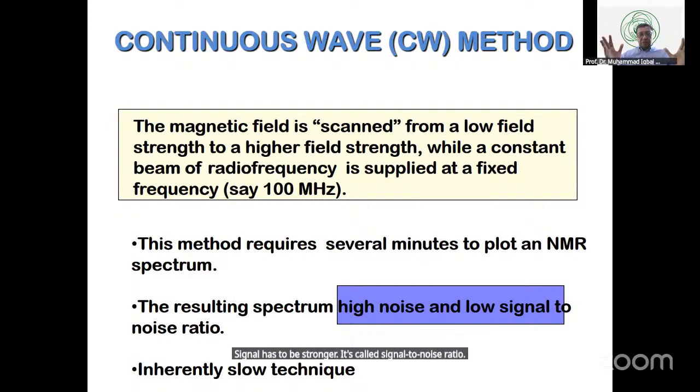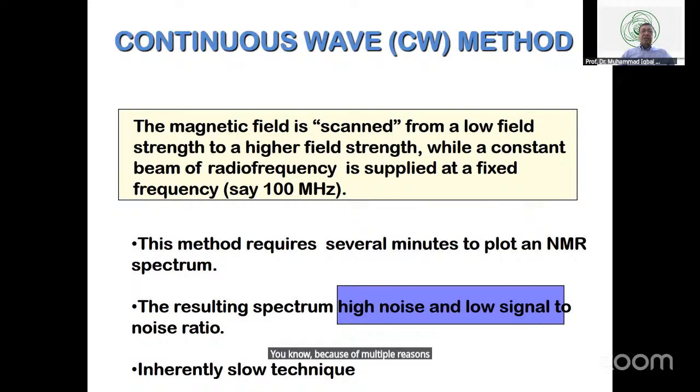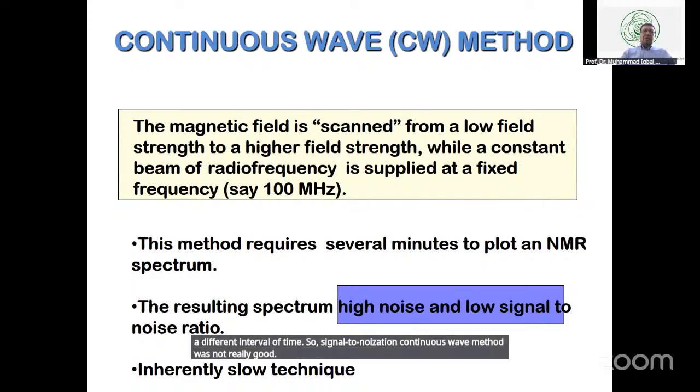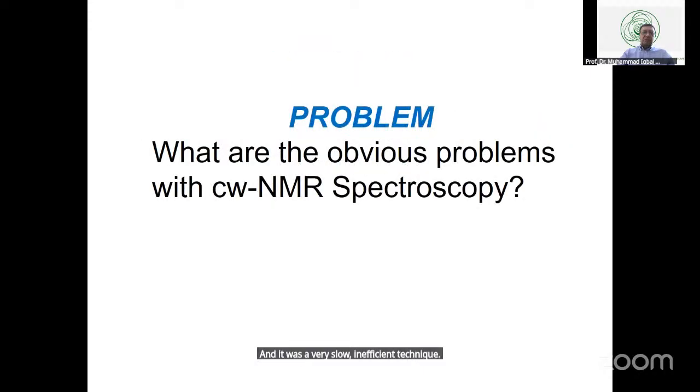Noise is random, signals are constant. Signals always come in one place. Noises are different because of multiple reasons, and that can occur at different intervals of time. So signal to noise ratio in the continuous wave method was not really good, and it was a very slow, inefficient technique, which made this technique very, very inefficient. And at that point of time, people started thinking of what we can do literally.